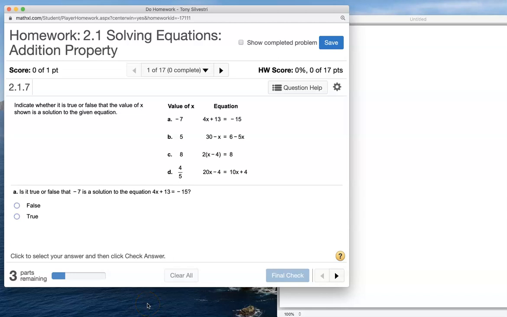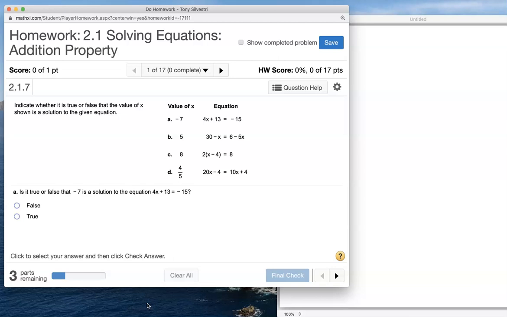Hi, welcome to section 2.1 on solving equations. There's something called the addition property that we're going to take a look at. But this is not enough to solve every equation. There's a multiplication property and an addition property that needs to be learned. The multiplication property will be done in the 2.2 lecture. But for now, this is a good start.